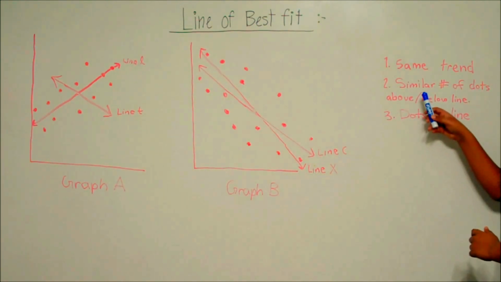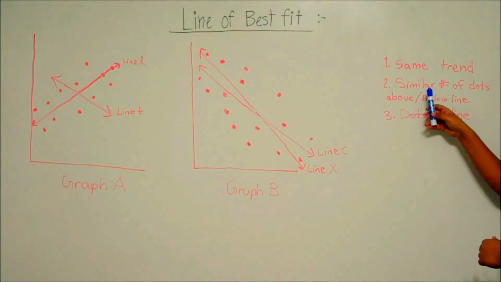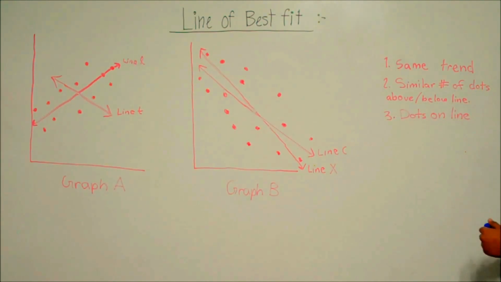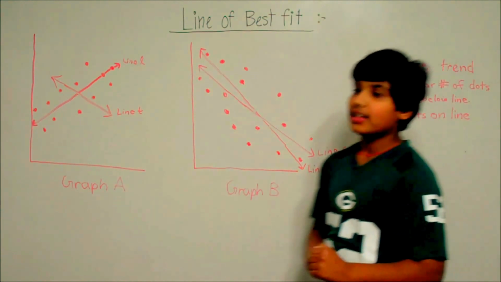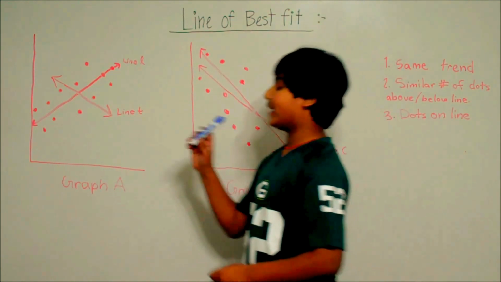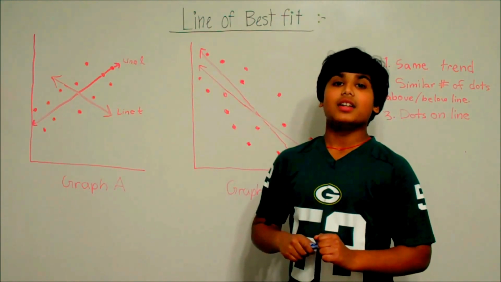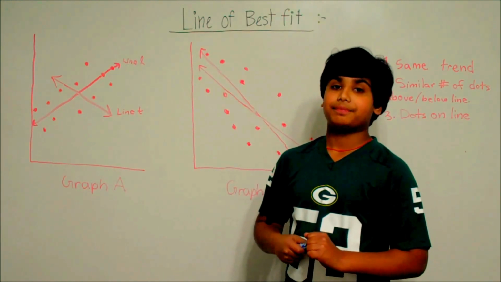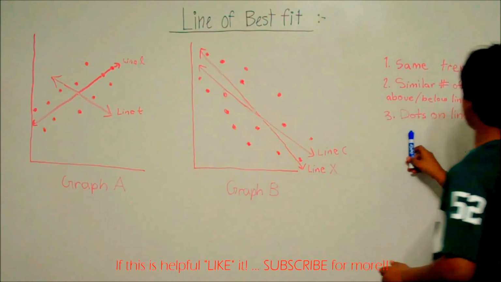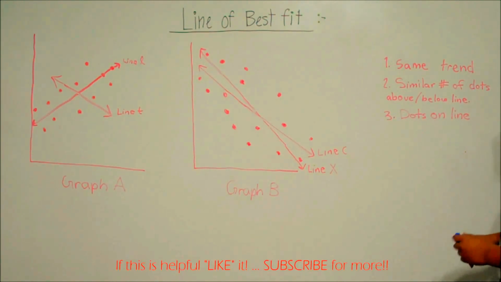Now, the number 2 rule is that you have to have a similar number of dots above and below the line. So, for example, if there are 8 dots above the line, then there have to be around 8 dots below the line. And the last rule is there has to be dots on the line.